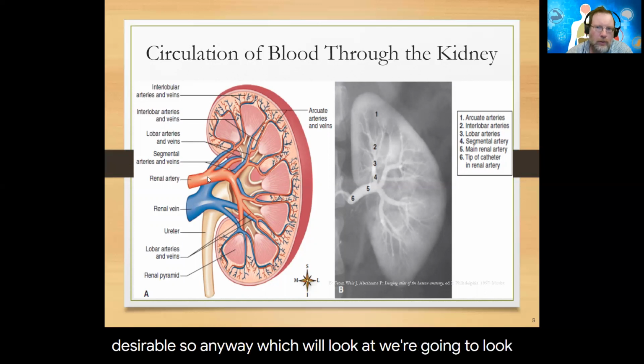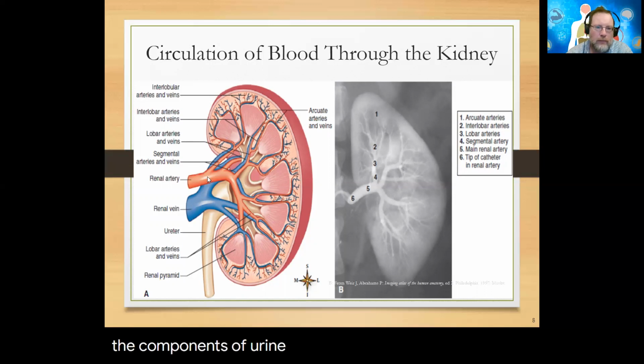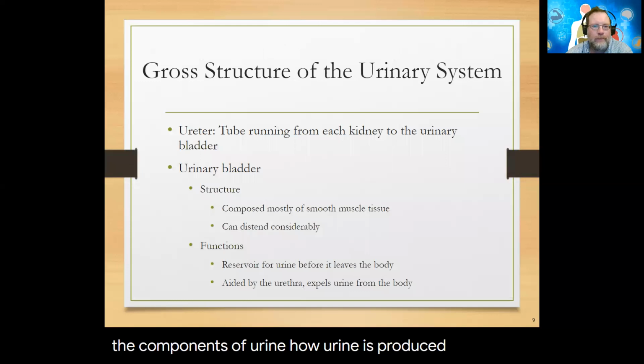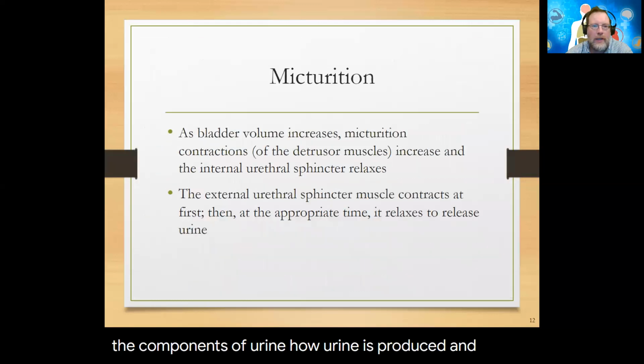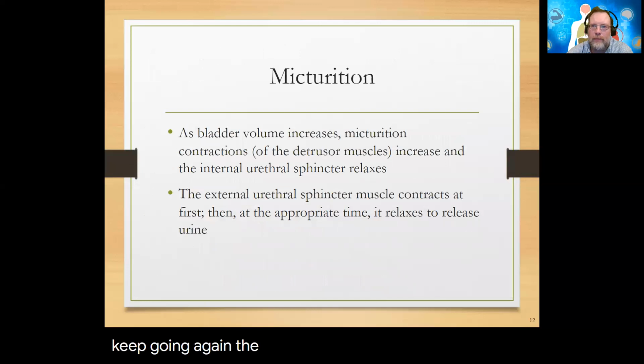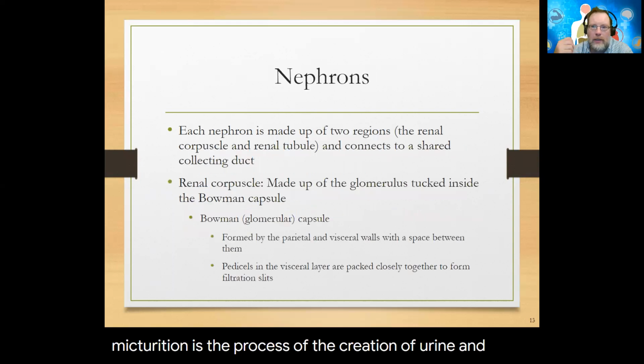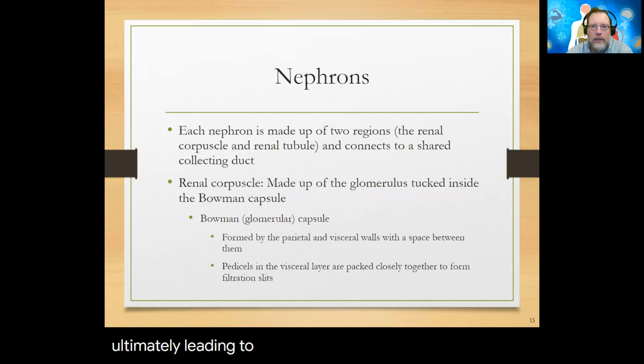We're going to look at the components of urine, how urine is produced. Let's just keep going again. Those structures you can take a look at. Micturition is the process of the creation of urine and ultimately leading to the release of urine.